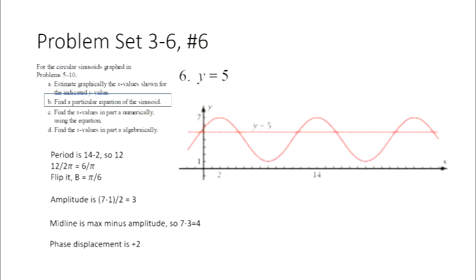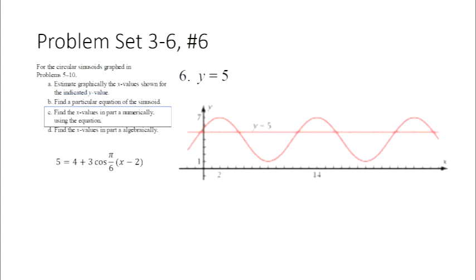Last but not least, the phase displacement. Our phase displacement here is 2. Reason being, here is where our graph is starting from. That's where a full cycle is starting. Throw it all together, and you get this equation right here. Same as we've done in the past.